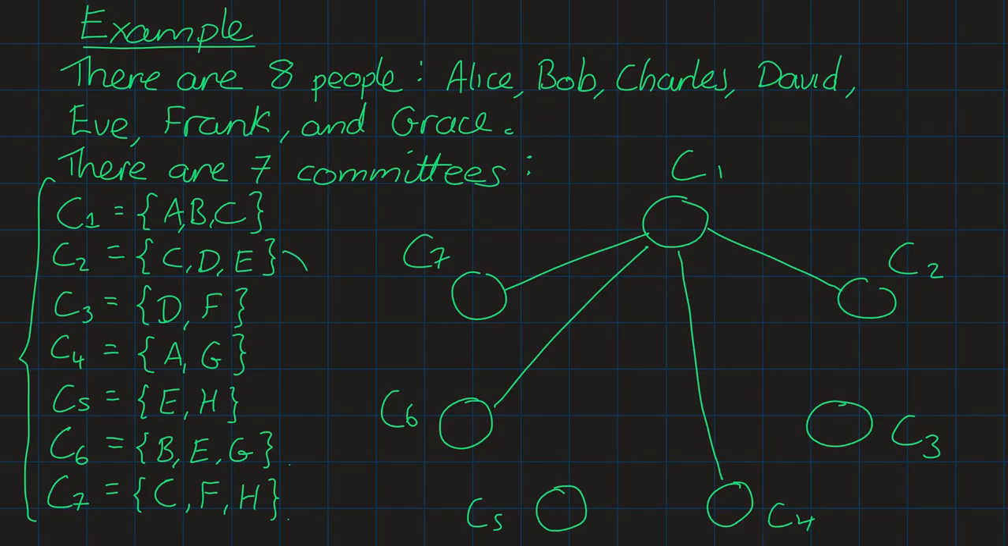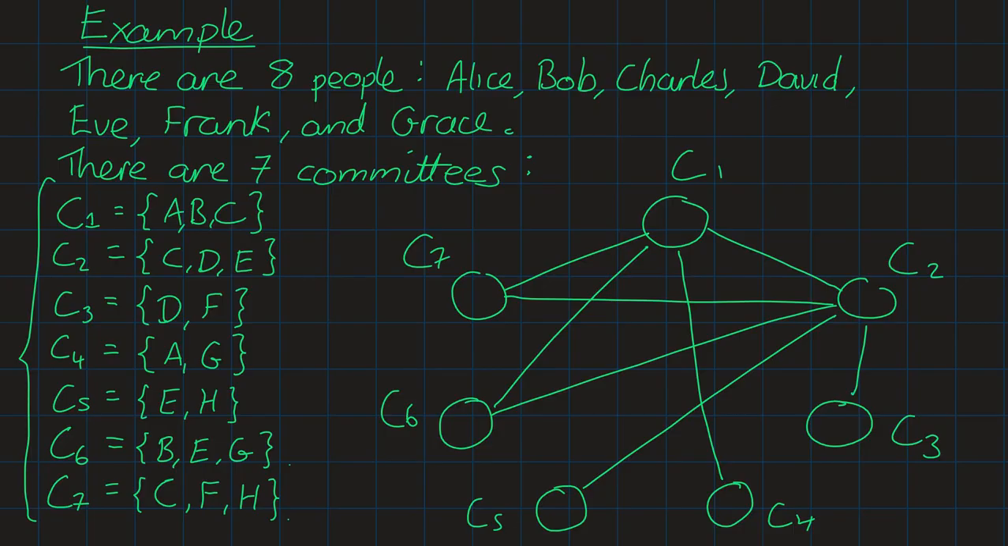So C2 and C3, David is in both. So that's a line I draw there. C2 and C4, there's no conflict. C2 and C5, Eve needs to be in both. So that's a conflict. C2 and C6, Eve needs to be in both. So that's a conflict between C2 and C6. And finally, C2 and C7, Charles needs to be in both. So that's a conflict. Okay? This takes a while, but it's unavoidable.